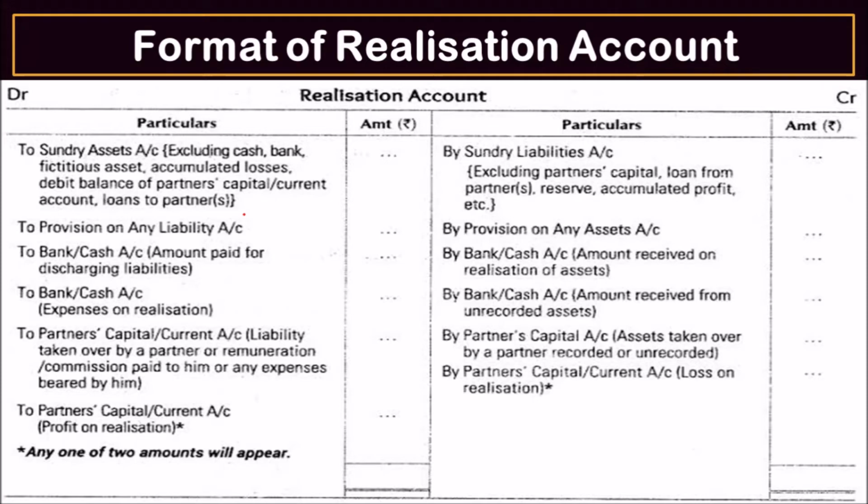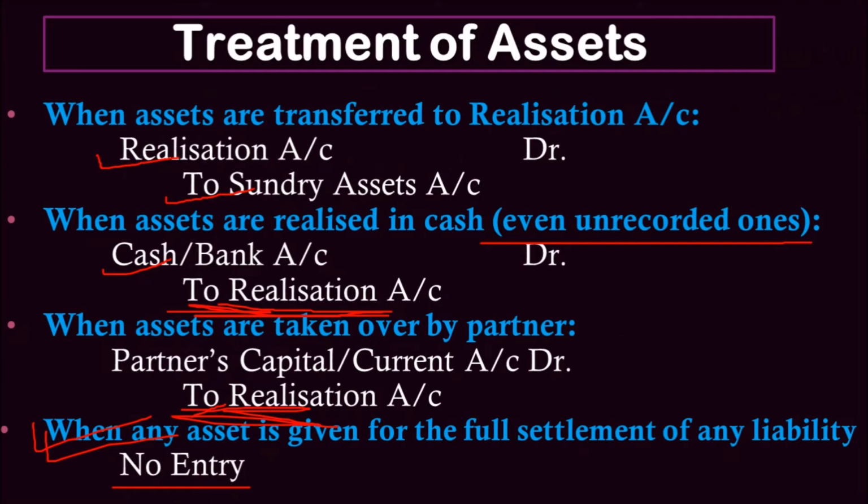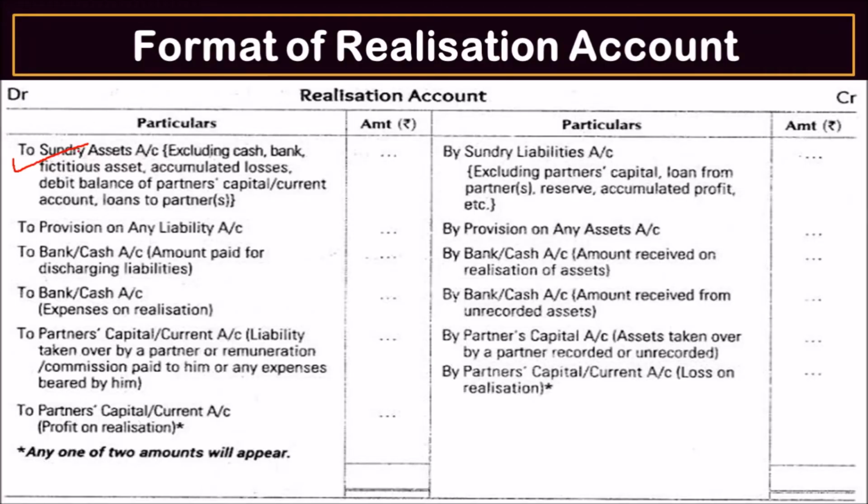Have a look here. I just explained this is the entry of dissolving the asset. Let me show you this one, first entry. Let us come here: sundry assets excluding cash, bank, fictitious assets, accumulated losses, debit balance of partners' capital, current account, loans to partners, etc. Like I told you, all the assets will be mentioned here.